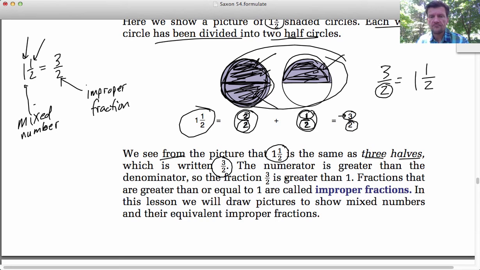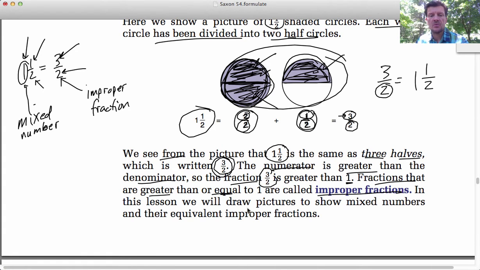Okay? The numerator is greater than the denominator in 3/2, so the fraction 3/2 is greater than 1. Anytime the number here in the top, the numerator, is larger than the denominator, then that value is going to be bigger than 1. As you can see, it's 1 and a little bit more. It's 1 1/2, so it's more than just 1. Fractions that are greater than or equal to 1 are called improper fractions.